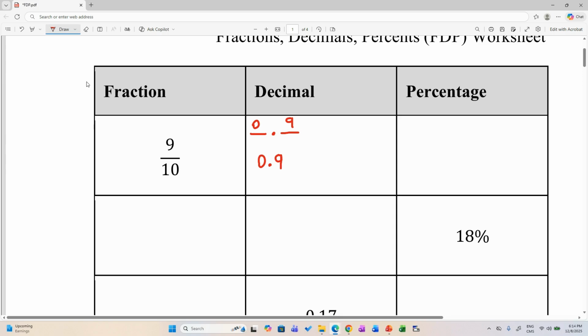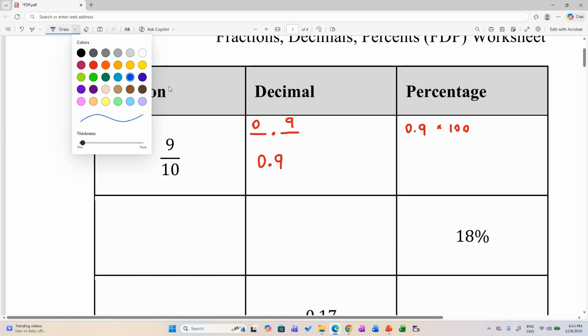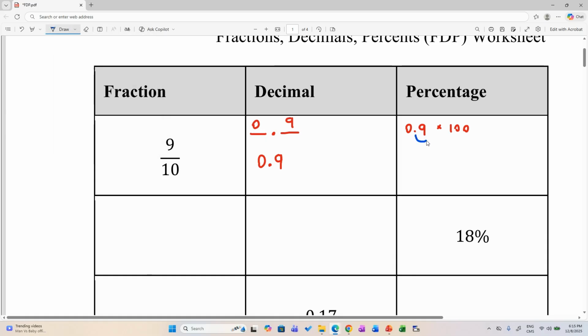All right, great. Now, moving on to percentages. Since I have a decimal, if I take my decimal and multiply it by 100, I'm simply going to get my percent, and then I just add a percent symbol to it. Now, in this case, since I have 0.9, anytime you multiply a decimal by 100, you move the decimal place 2 places to the right. So my decimal is now going to be here, or place value holder here.